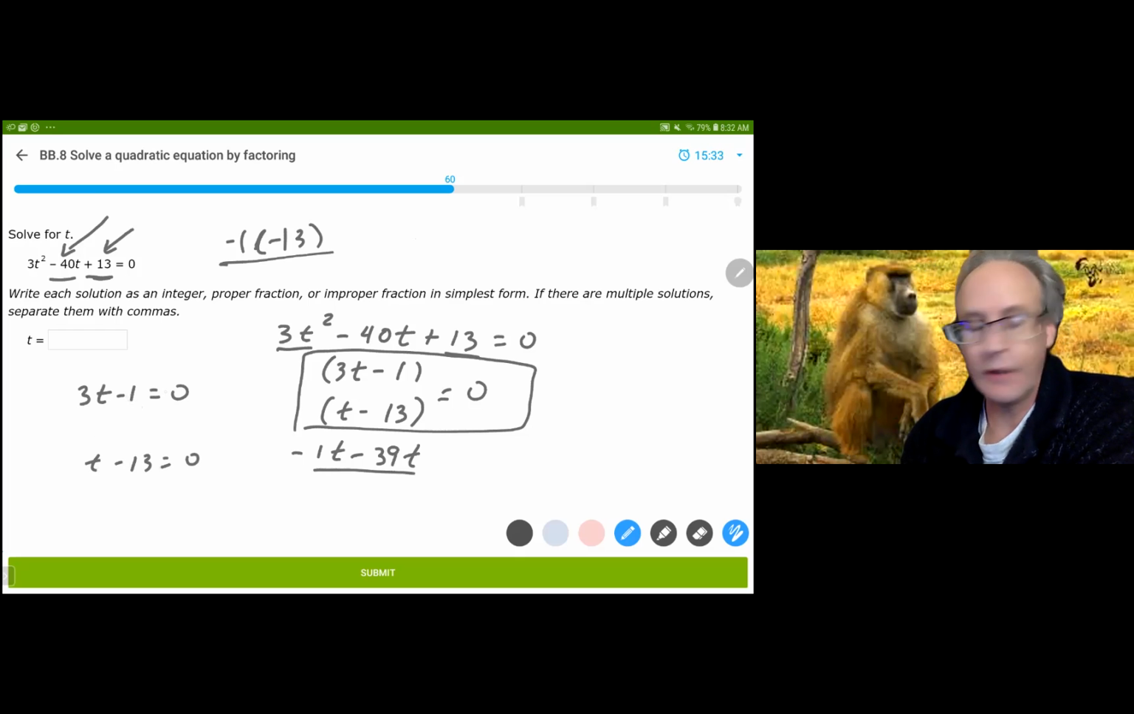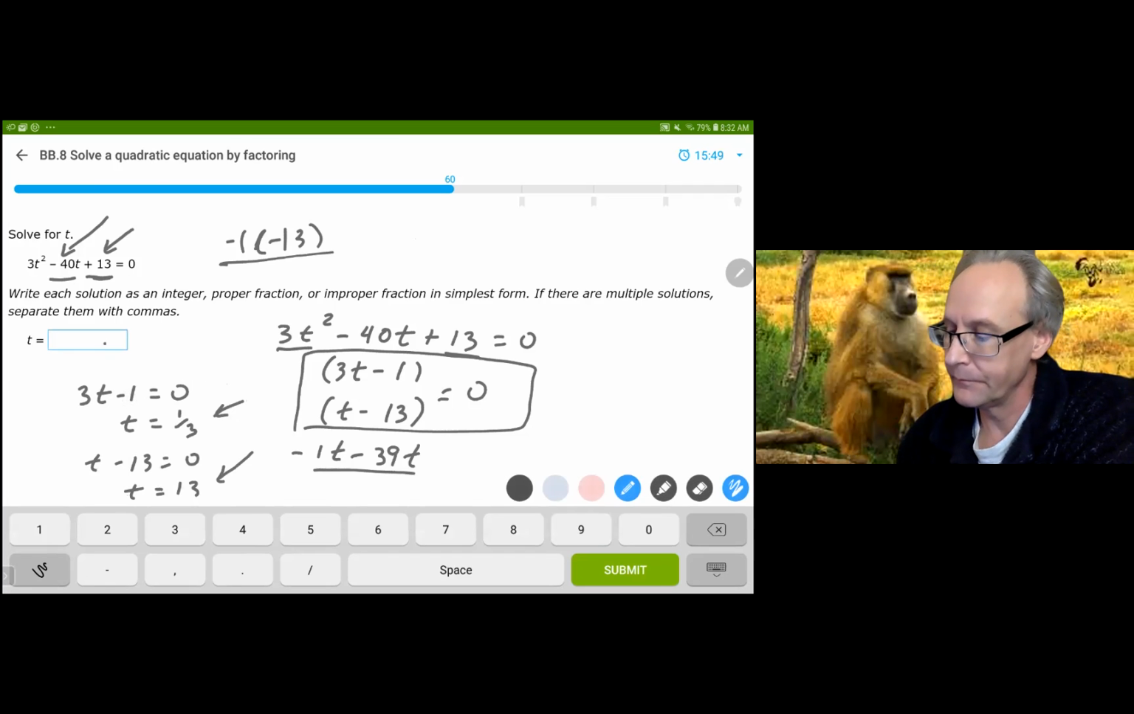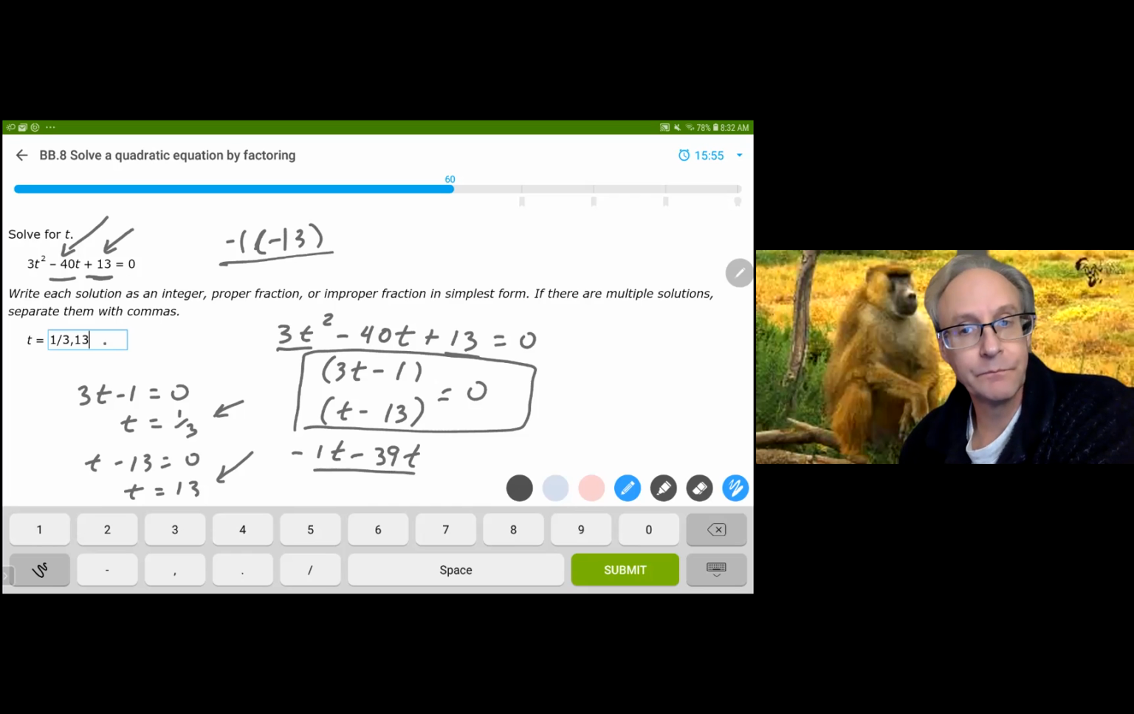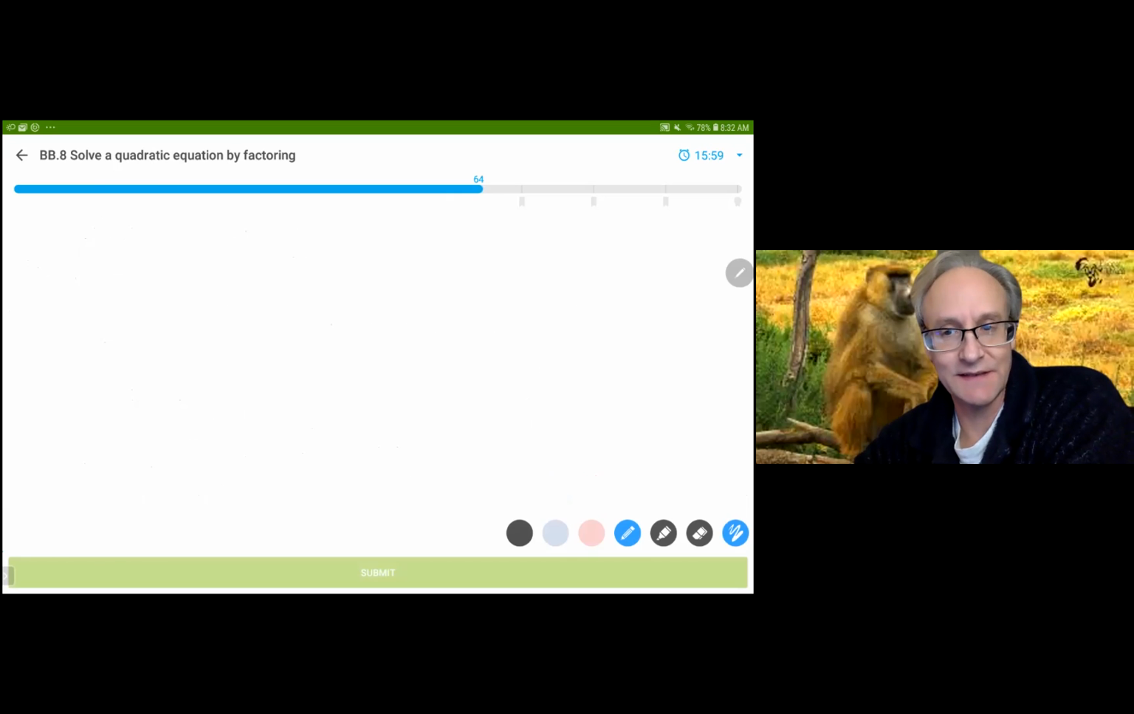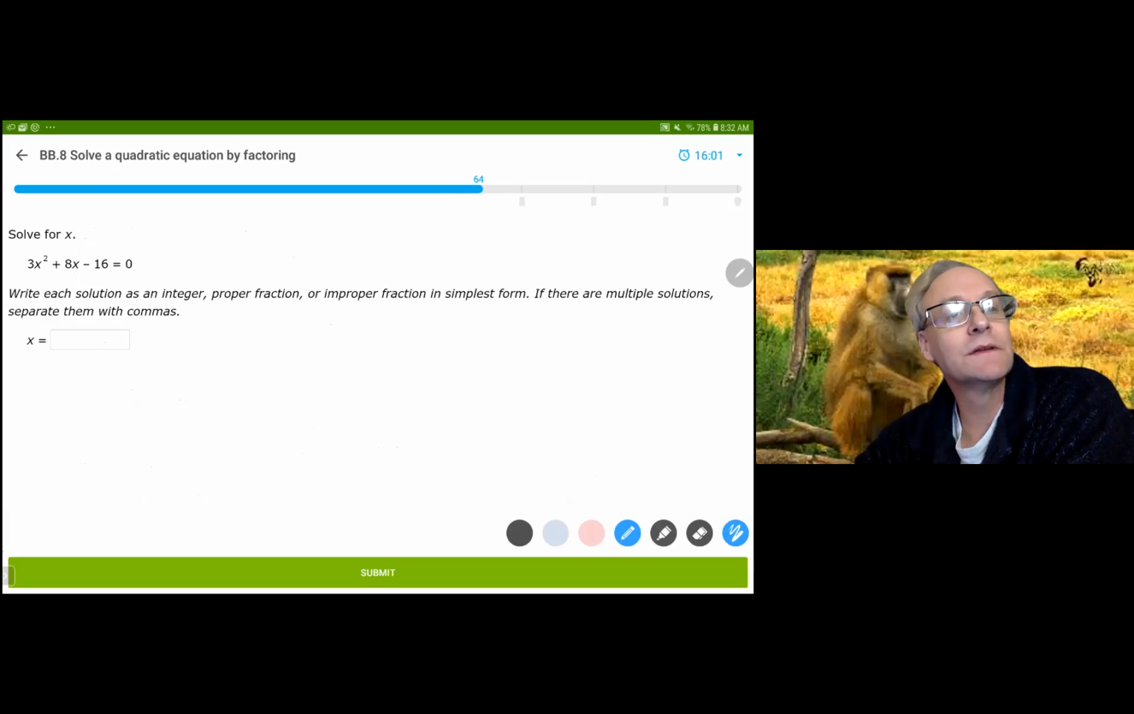This one, to solve it, we have to add 1 to both sides and divide by 3. And I'm just not going to do all that. I'm just going to add 1 and divide by 3, and I get 1/3. For this one, I just add 13, and I get 13. So my two solutions are positive 1/3 and positive 13. And we're done. That's it. I hope you guys will practice this. It's not as hard as it looks.